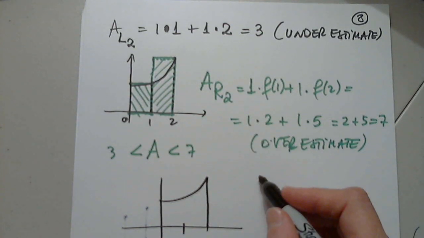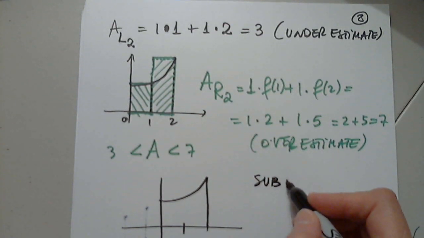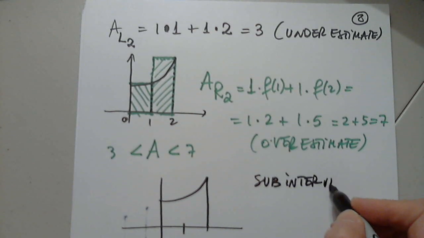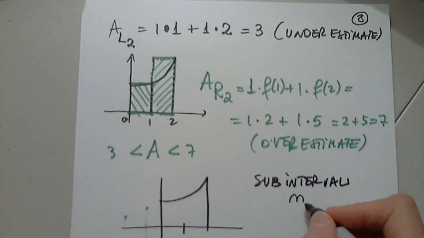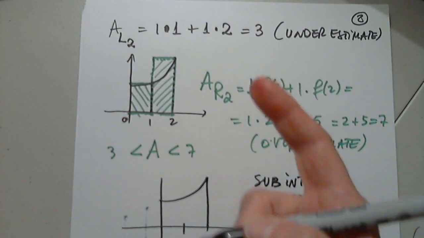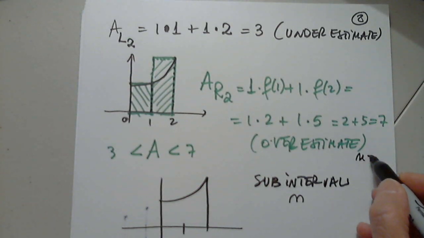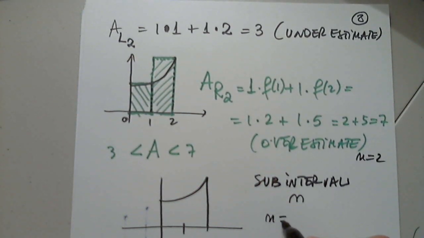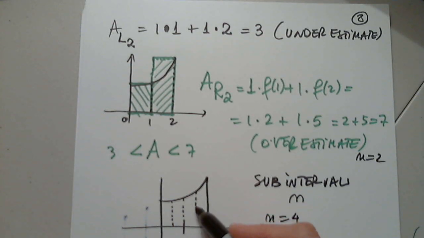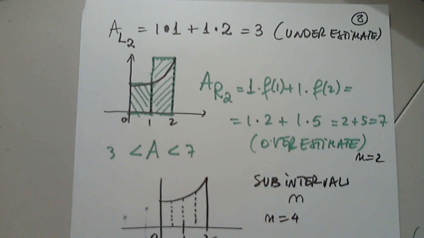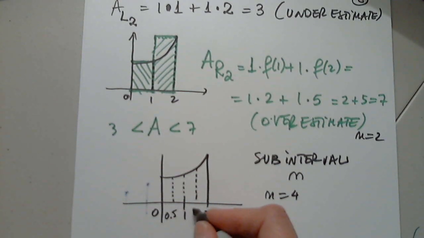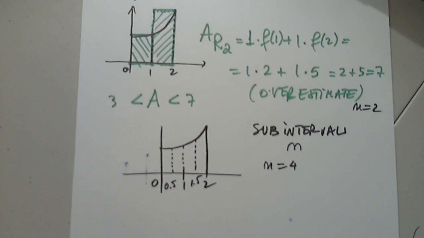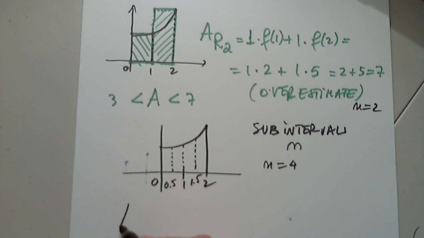So the number of subintervals are denoted by n, lowercase n. In our first case, n was 2. But now let's say n equals 4. So this is 0.5 and this is 1.5. Let's do just one. A left with 4 subintervals.